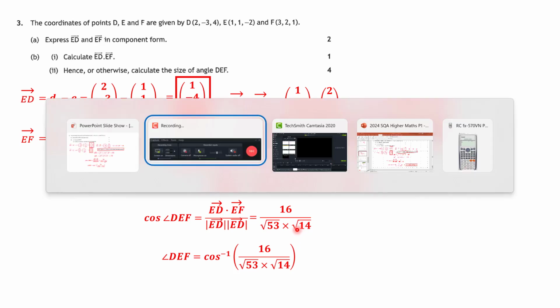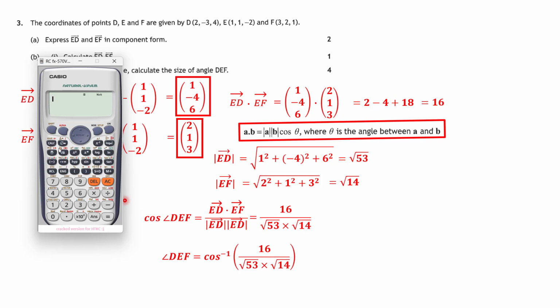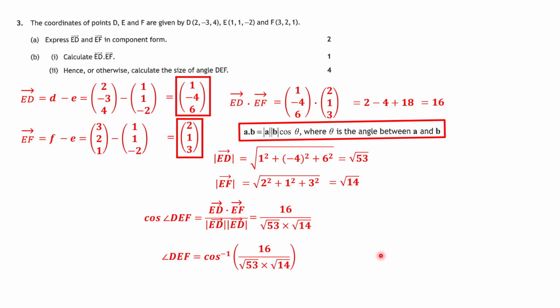Now we need a calculator to do this, so we do shift cosine, and we then want to make a fraction, and we have 16 on the top, come down, and then we have root 53, go to the right, and then multiply by root 14, go to the right again, close the bracket, and we get the answer. Now I'm going to take the answer to the nearest degree, so the answer is 54.028, so the answer is going to be 54 degrees. So the answer to this will be 54 degrees to the nearest degree.